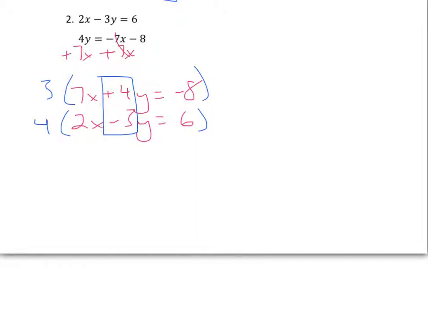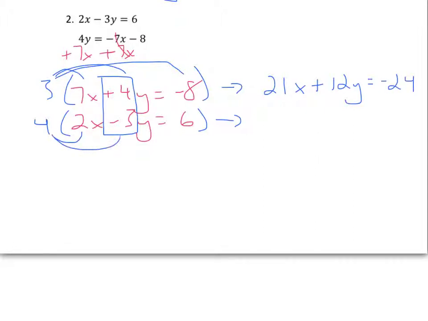Multiplying the top by 3, you have to distribute the 3 everywhere, and we'll have 21x plus 12y equals -24. And on the bottom, distribute this 4 everywhere, and we'll have 8x minus 12y equals positive 24.